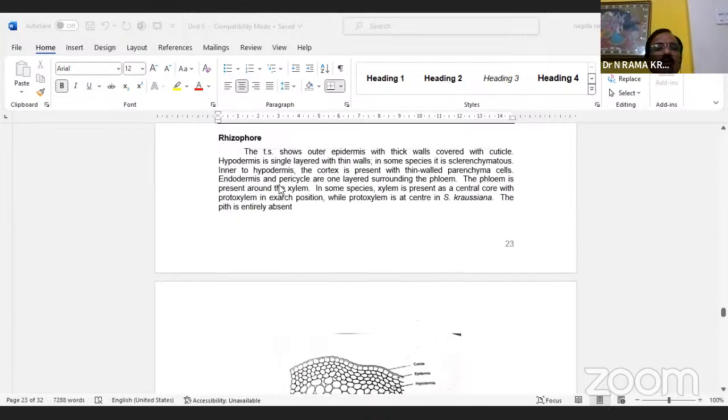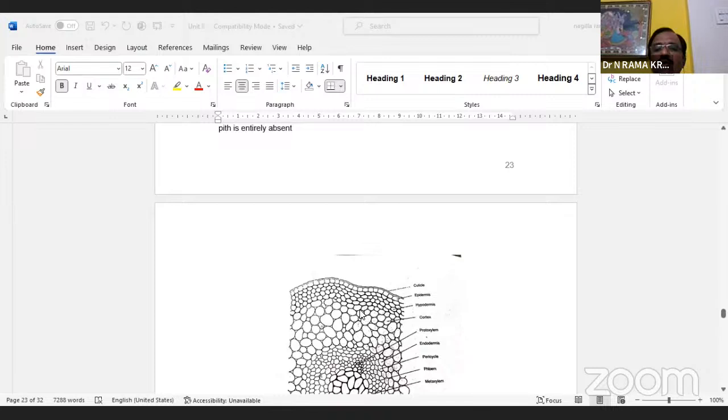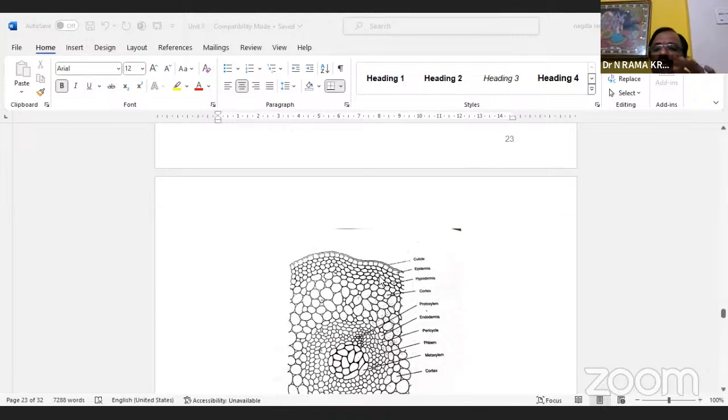So what is a hypodermis? A single layer with thin wall-like structures, meaning slightly advanced cells. In some species the hypodermis has thick, hard walls. We call that sclerenchyma. What is the main function of sclerenchyma? Here sclerenchyma gives mechanical support. That is its main function.